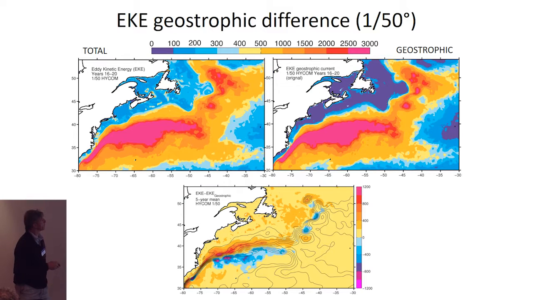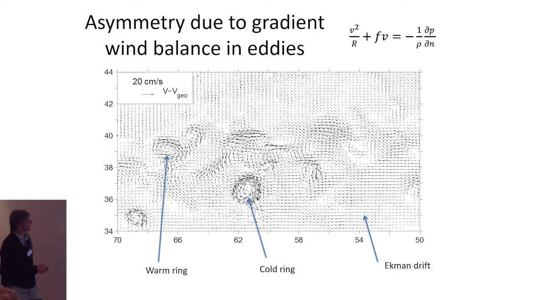So here is a comparison in the 1/50th degree HYCOM with and without geostrophy. This quantifies the geostrophic contribution to the system. It does exist, and the main reason is that you have a lot of eddies in gradient wind balance instead of basic geostrophy, and that's why you see most of the difference north and south of the Gulf Stream. The Ekman contribution is actually pretty small throughout.